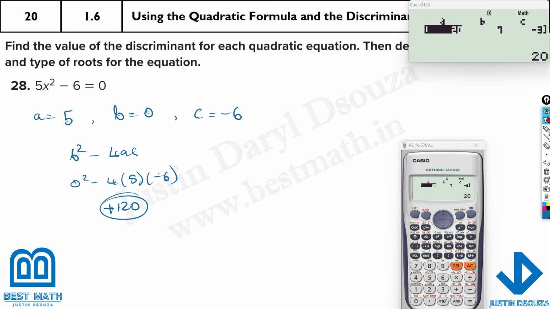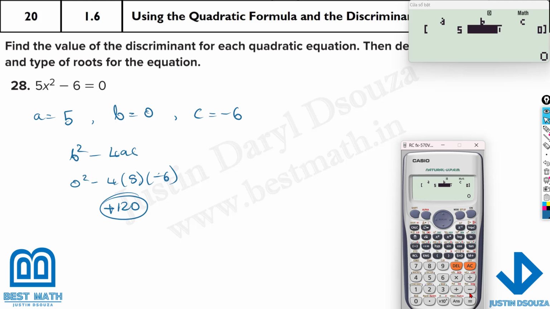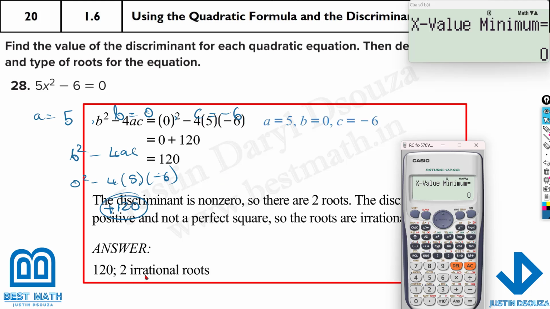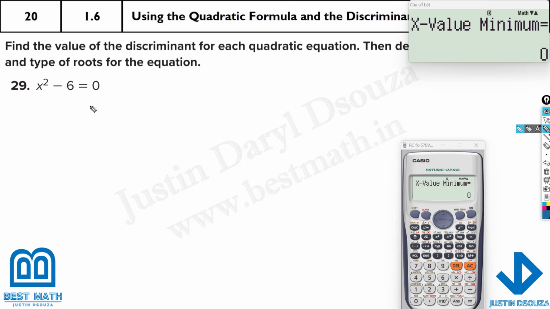Now if you solve this up over here, mode 5 3, you will have 5, 0 and minus 6. And look at the answers. They are irrational square roots. They are irrational numbers. So those are the two roots, and you have two roots, they are irrational. Let's do this one. It will be 0 squared minus 4 times 1 times minus 6. So 6 times 4 is 24. It's going to be positive 24. Yes. Again, it's two roots, irrational.